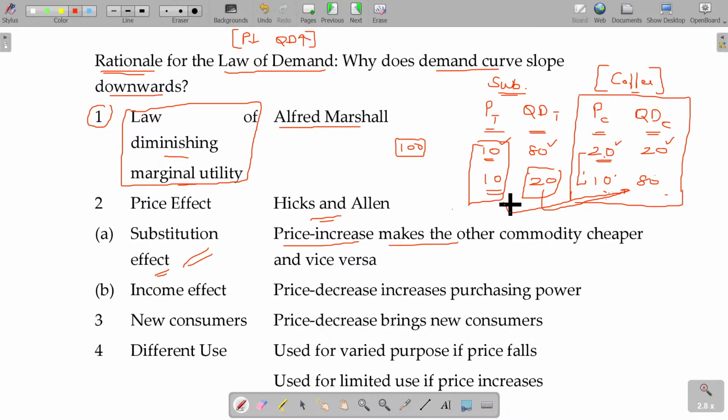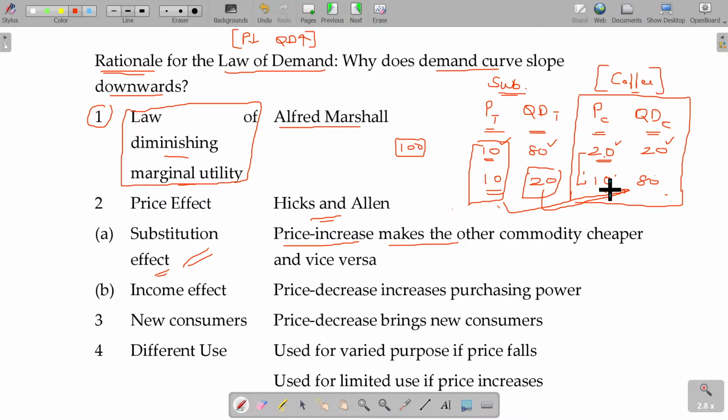Here the other commodity becomes costlier, right? Because coffee is cheaper, you think that tea seems costlier. Is it really tea being costlier? No, the tea's price remains the same. Because of the reduction in coffee's price, tea's price seems costlier. So those consuming tea now shift from tea to coffee. This is called the substitution effect as per Hicks and Allen.